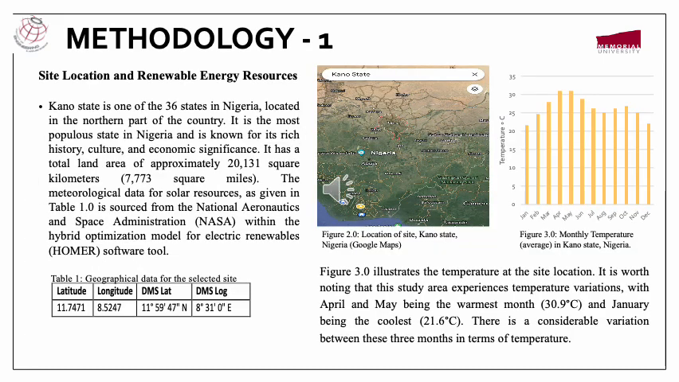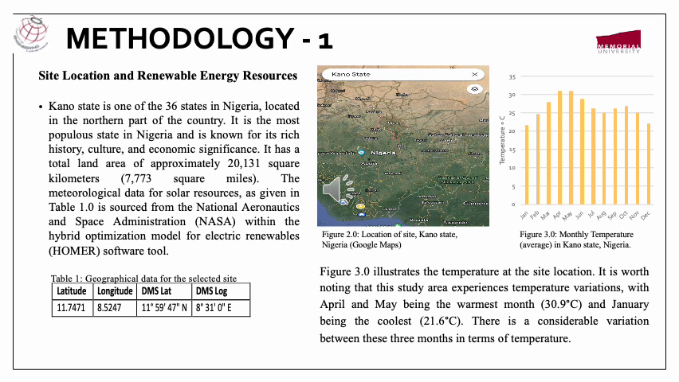As it stands, Kano State, located in northern Nigeria, currently holds significant economic and, of course, cultural importance. It is a relatively large state with over 2,000 square kilometers. Solar results that are obtained from NASA via the Homer software inform this study.